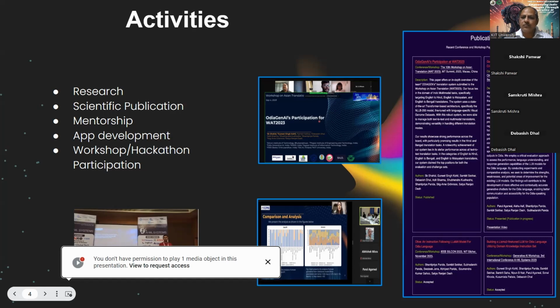After that, app development. Beyond research, we also focus on practical applications. Our team is actively involved in developing innovative applications that leverage our language models to solve real-world problems. Workshops and hackathon participation: engagement with the community is key to our mission. We regularly participate in workshops and hackathons both as participants and organizers.